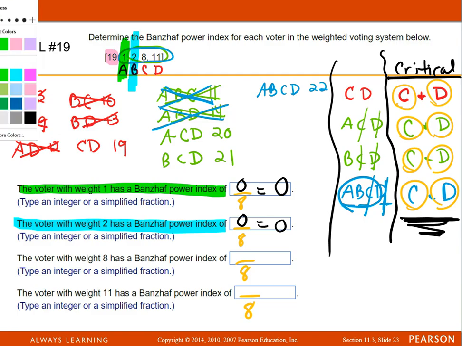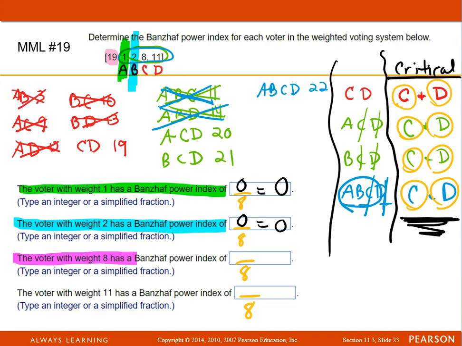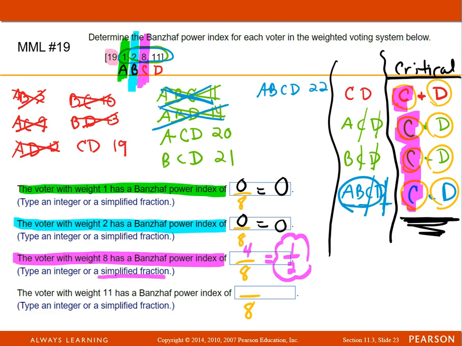When you get to the voter with a weight of 8, that is C. And over here I've got 1, 2, 3, 4 of them. So my numerator here is 4, and 4 over 8 reduces down to 1/2, because it did say type an integer or a simplified fraction. So I had to do that. And then the last one, the voter with a weight of 11, that would be D. And of course, 1, 2, 3, 4 out of 8 on that one also. And that has a Banzhaf power index of 1/2.